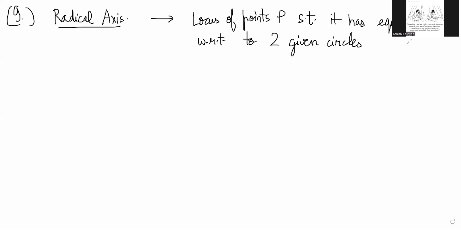Two given circles, let's call the circles C1 and C2. The locus of such points will be called the radical axis. It turns out that that locus is a straight line.